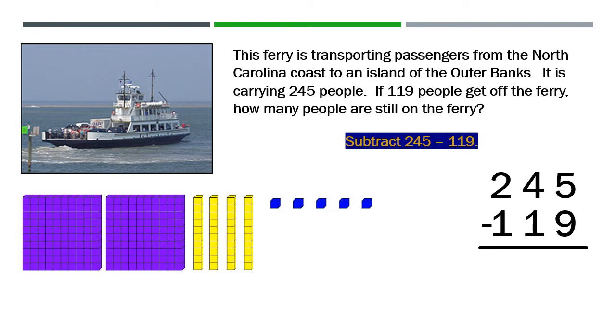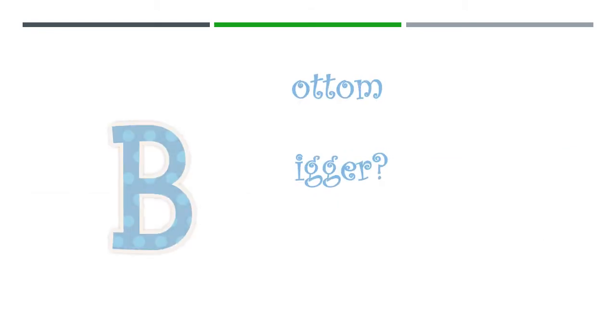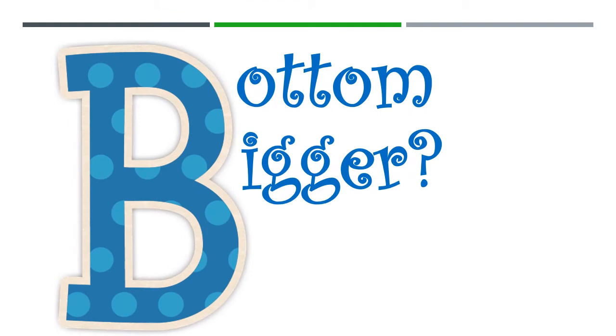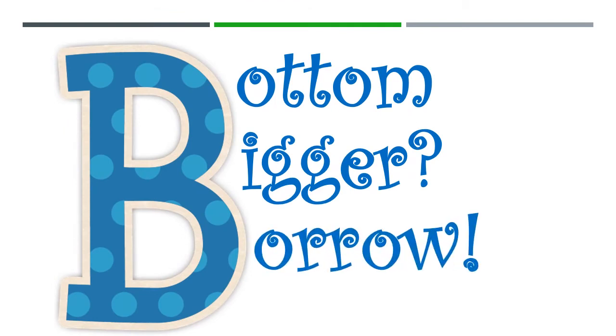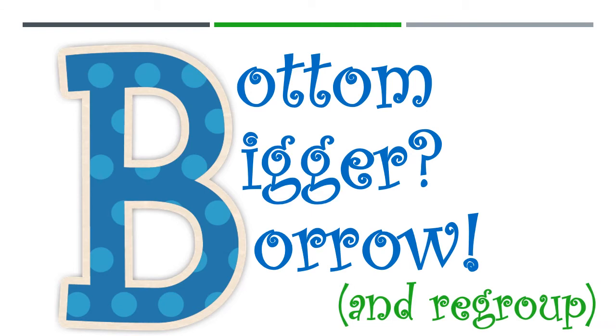So when we subtract, we start at the right-hand side, starting with the ones column. So we have 5 minus 9. Uh-oh, we have to ask ourselves a very important question. Is the bottom number bigger? Then we need to borrow and regroup.